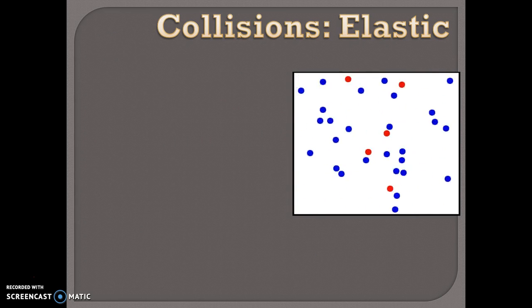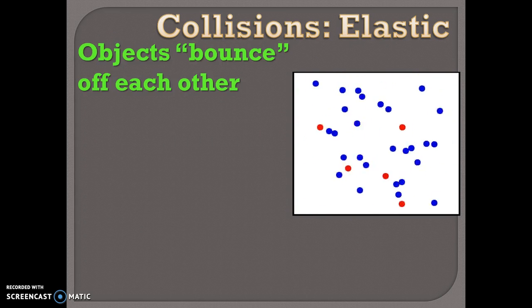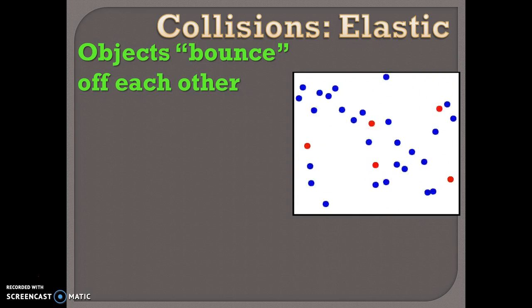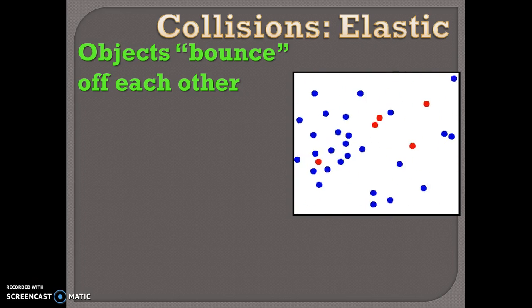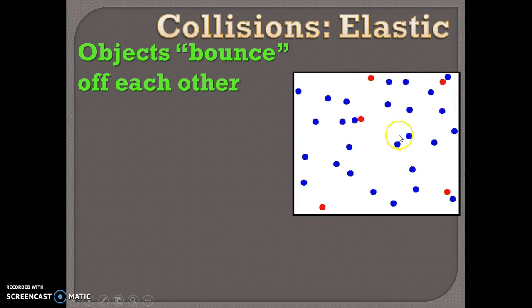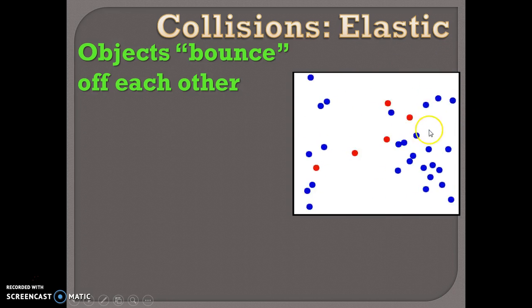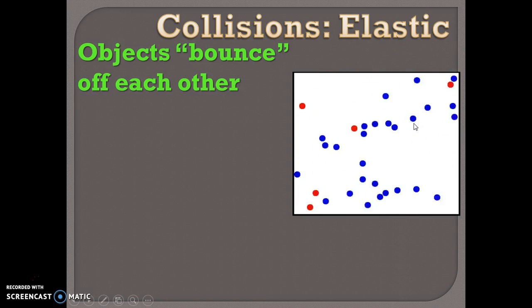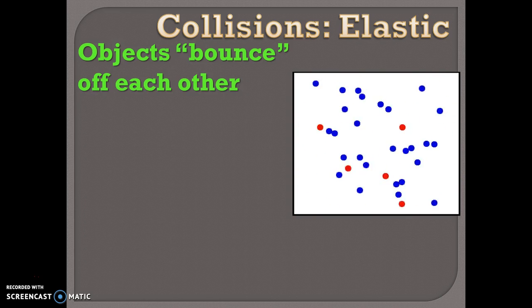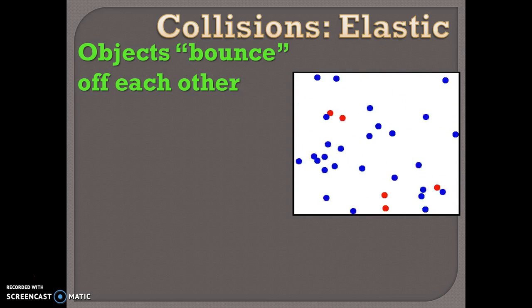Elastic collisions occur when objects bounce off of each other. You'll have a collision and they do not stick together. They remain separate entities, and this little animation that's going shows just that. They're colliding with each other, but as they collide, each one of those different dots doesn't stick to the other one. They're going to bounce off and keep moving.